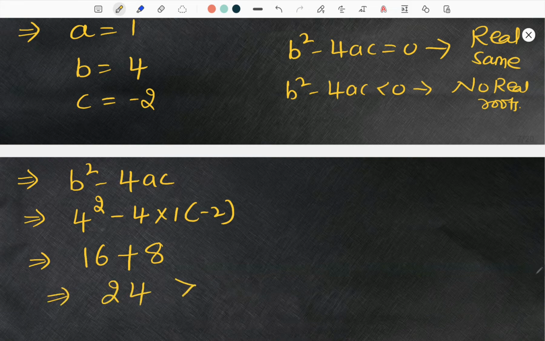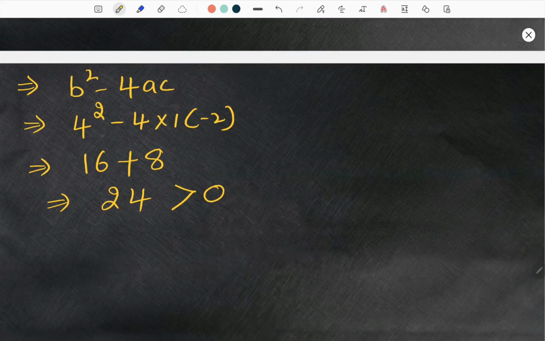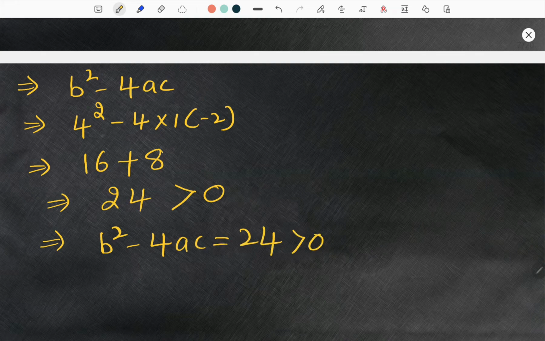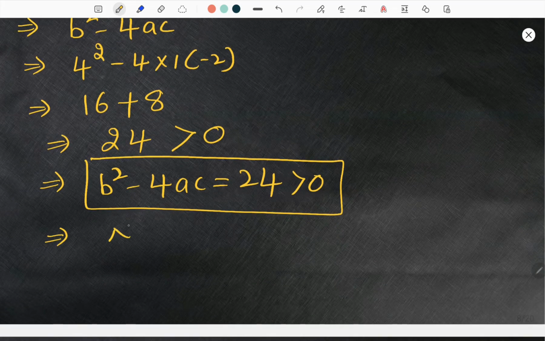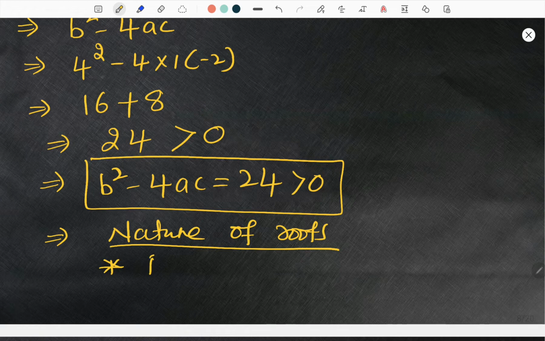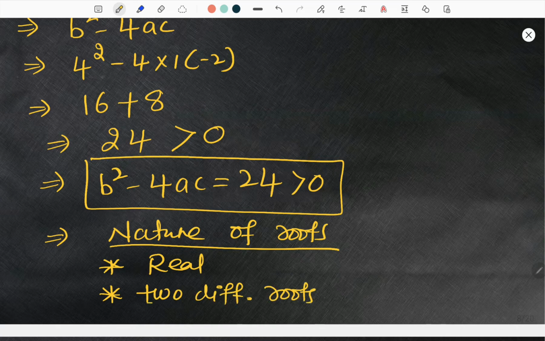So this 24 is greater than 0. Alright, so whatever this b square minus 4ac is, b square minus 4ac is equal to 24 and it is greater than 0. If it is greater than 0, you know this. What is the condition here? Nature of roots. Just write it as nature of roots here. So the nature of roots is going to be, the first thing, real roots, and two different roots. I don't want to get into the theoretical part of it. Already I have explained to you how to do it.